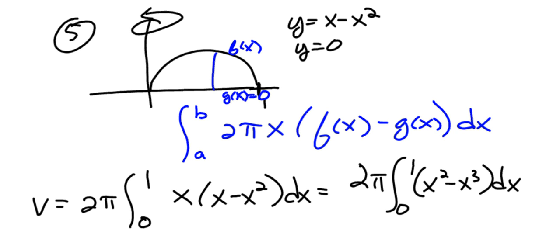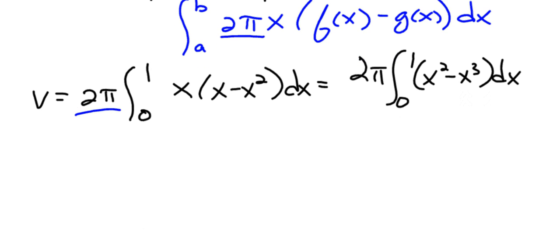So using this formula, rotating around the y-axis, in terms of x, my bounds are on the x-axis. I'm always going to have this constant 2 pi out front of my integral. So then I have set up that we're going from 0 to 1 because I found where the graph intercepts the x-axis, setting up my x times my function, simplifying the equation, and then I can find the antiderivative now.